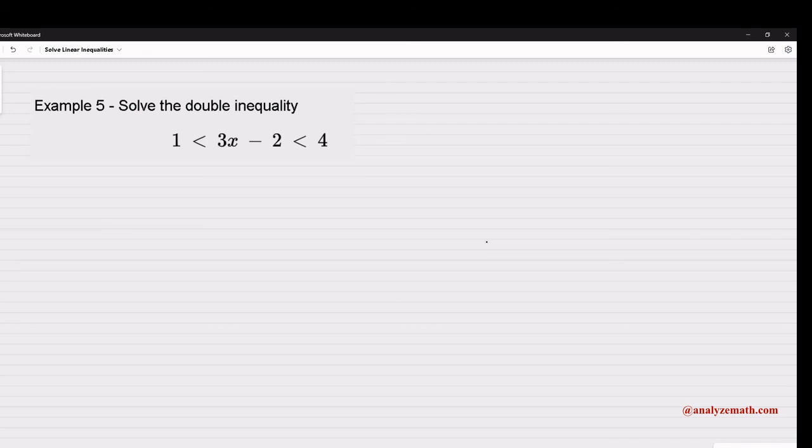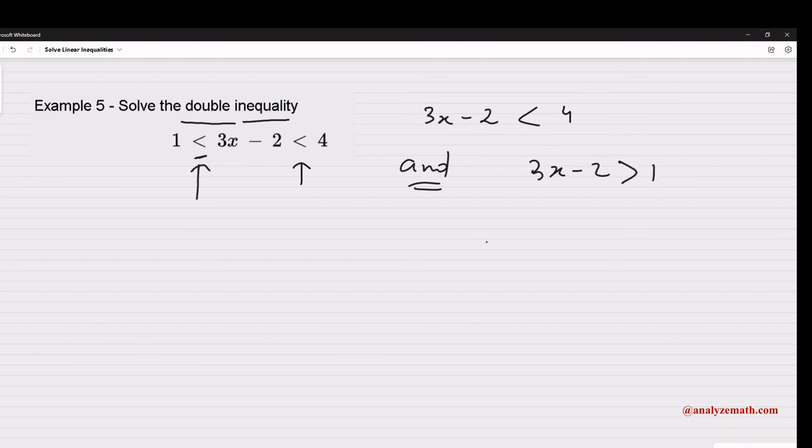Let's now look at example number 5. Example number 5, it's what we call a double inequality. Why? Because it has got two inequality symbols. Now, what does it mean? It means that we have got two inequalities: 3x minus 2 less than 4, and at the same time 3x minus 2 greater than 1. So instead of solving this inequality and then this inequality and then taking the intersection of the solution sets, we prefer to solve one double inequality as given here.